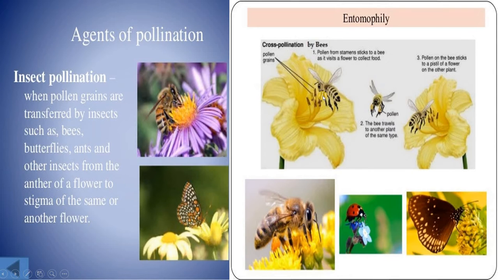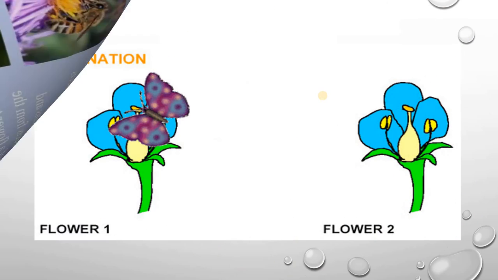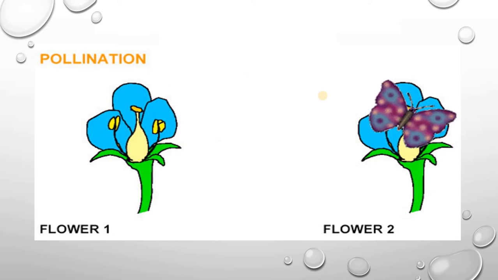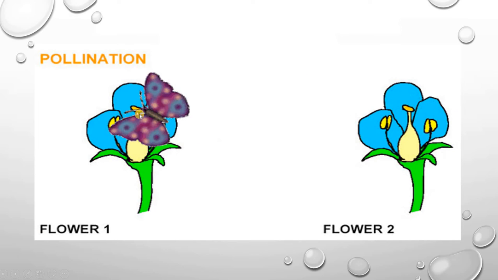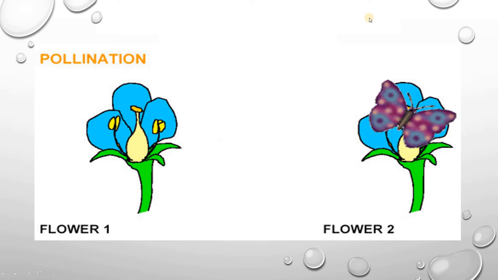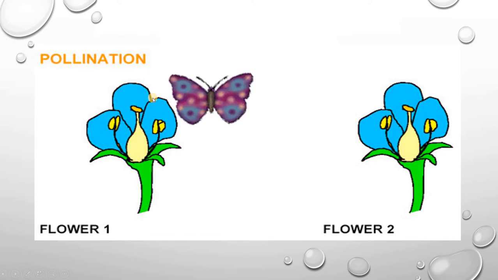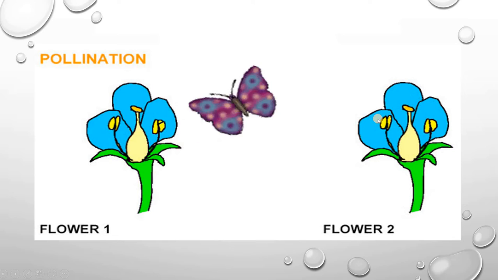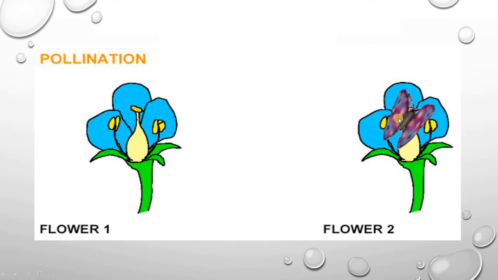And when this insect sits on another flower to suck the nectar, then what happens? The pollen grains sticking to its body are transferred to the stigma of the second flower. So in this way, the insects transfer pollen grains from flower to flower to carry out pollination. Here you see the insect sucking nectar from one flower, and when it sits on another flower, the pollen grains attached to its body are transferred to the second flower.